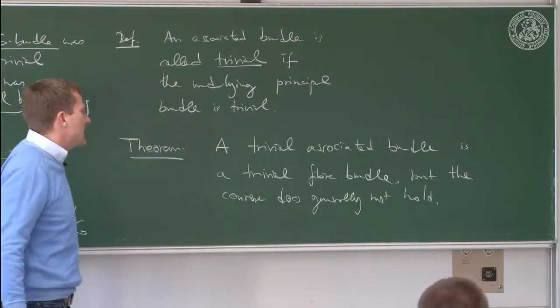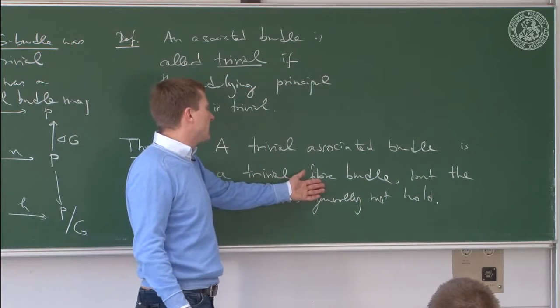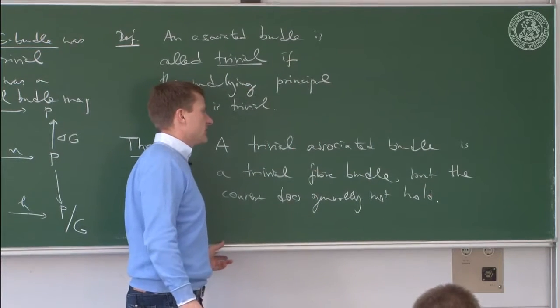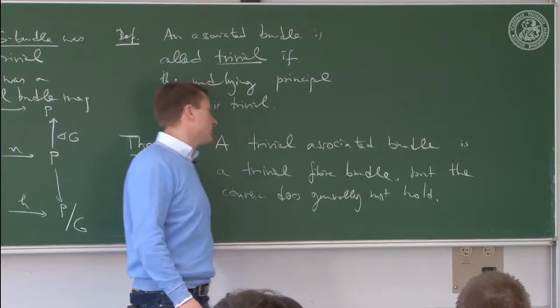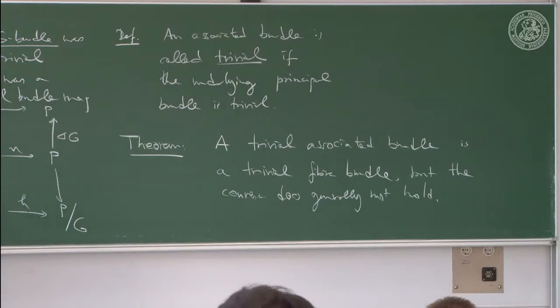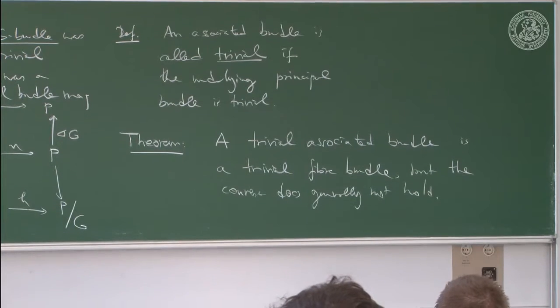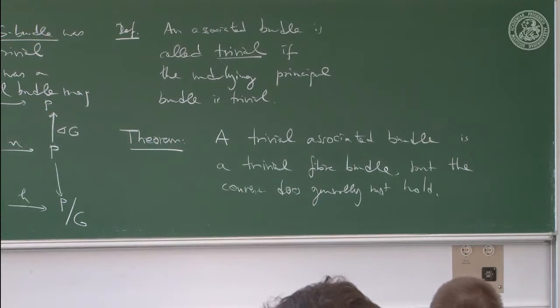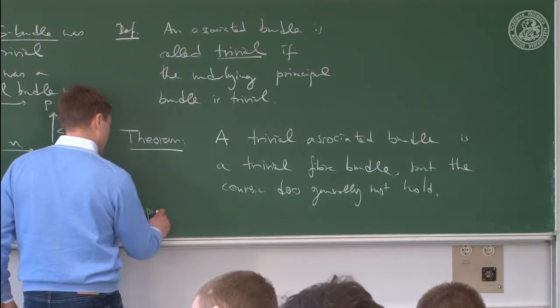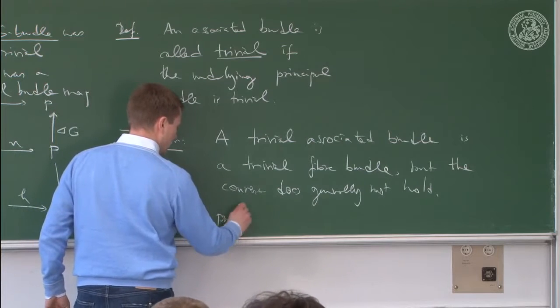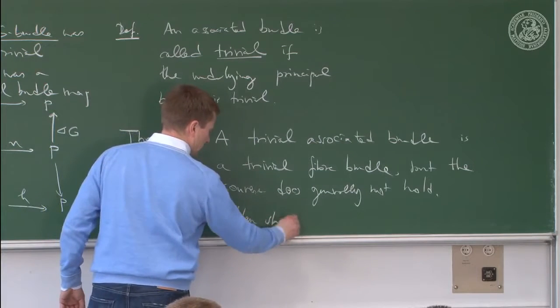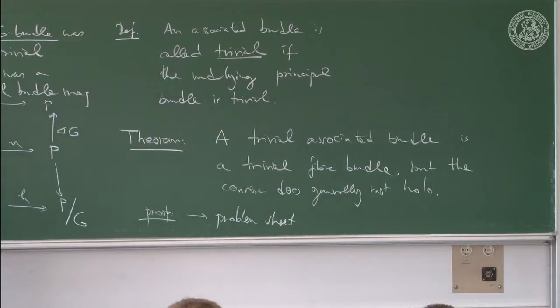Well, it couldn't be decided, because if you have a trivial fiber bundle, how do you know what associated bundle it is? Anyway, even if you knew this, it will not necessarily be that the underlying principal bundle is trivial, even if as a fiber bundle the associated bundle is trivial. Okay, and the instruction to the proof will be on the problem sheet. Okay. So this is a kind of warning.